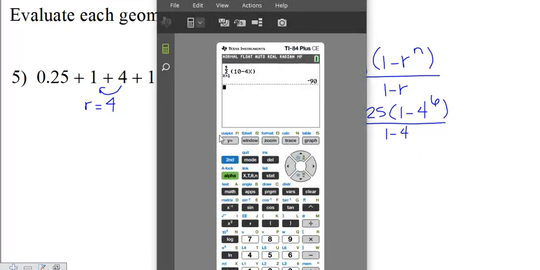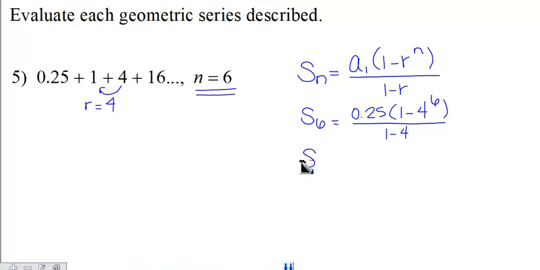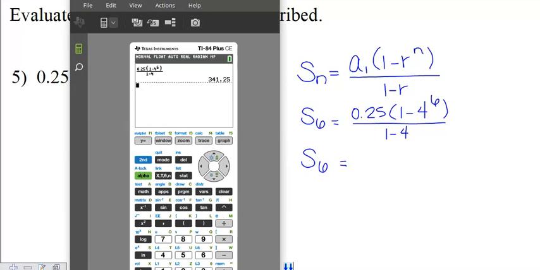Now, if you want to pull out your calculator, you can put all of this into your calculator at one time. Use alpha y equals enter to set up your fraction bar. 0.25 times 1 minus 4 raised to the 6th power divided by 1 minus 4. So the sum of these 6 terms is 341.25.